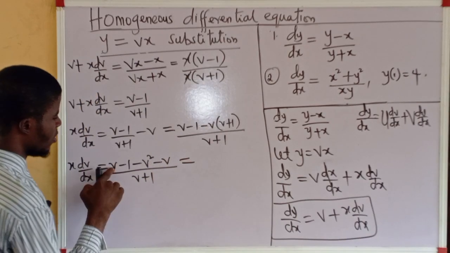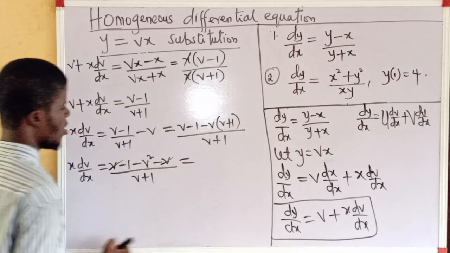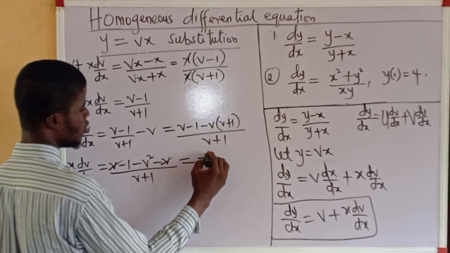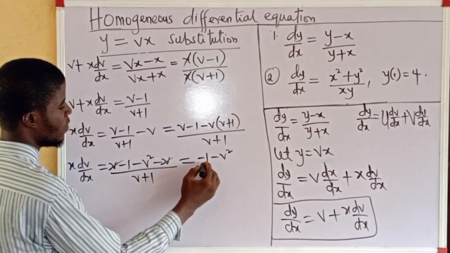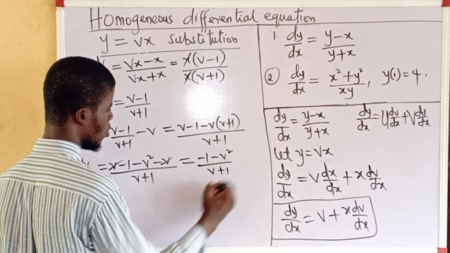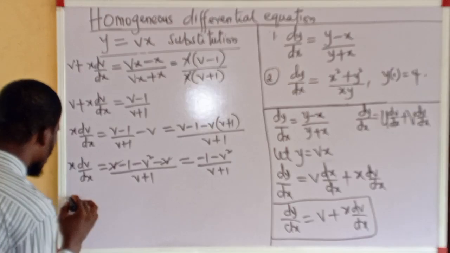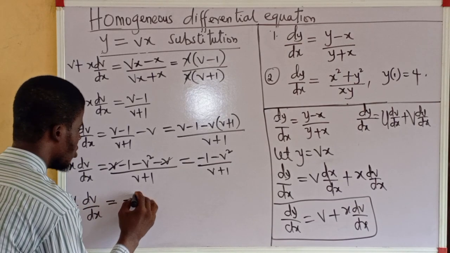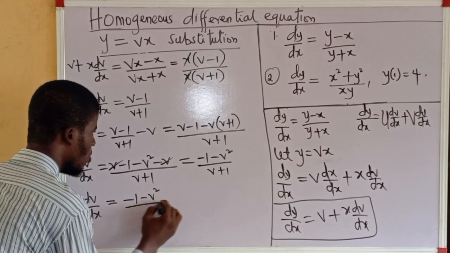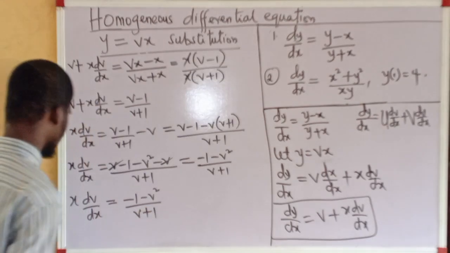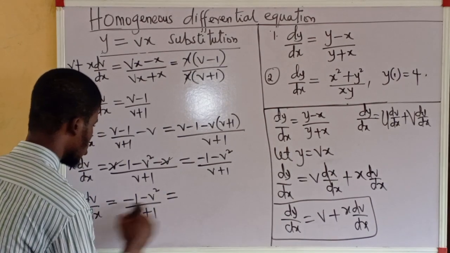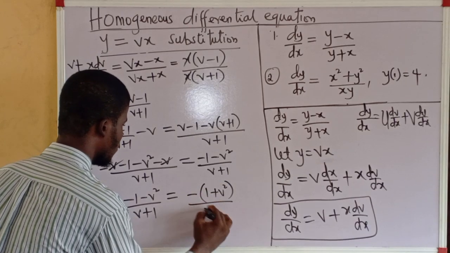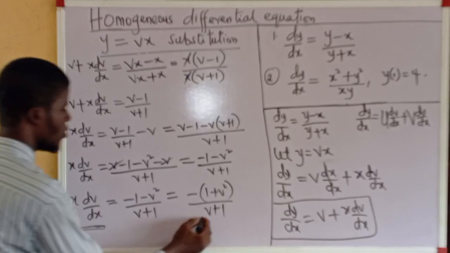So v minus v is out. We are having minus 1 minus v squared, all divided by v plus 1. So x dv/dx is equal to (minus 1 minus v squared) upon (v plus 1). Of course, I can see this is equal to minus into (1 plus v squared) all over (v plus 1). So I'm working with this now.